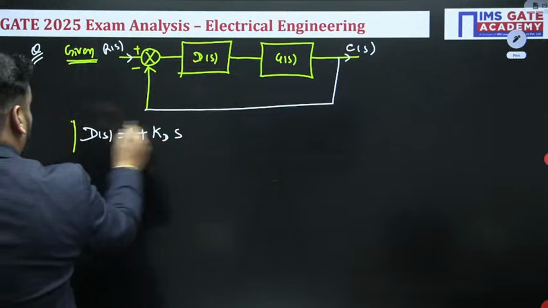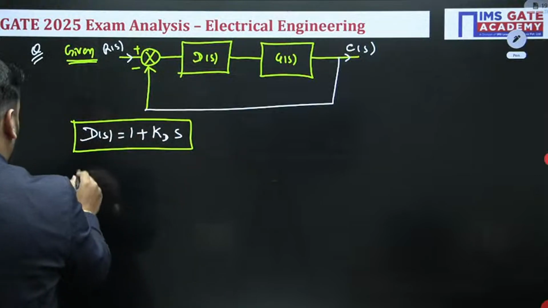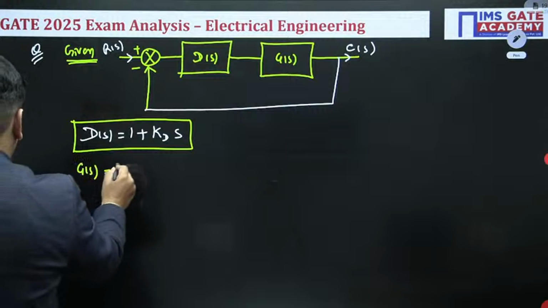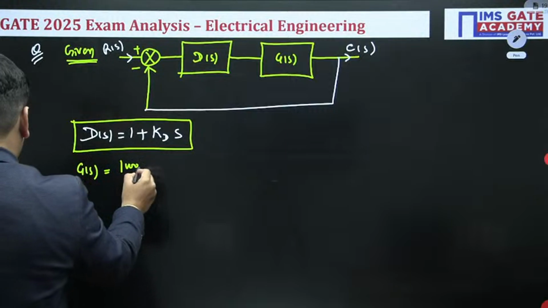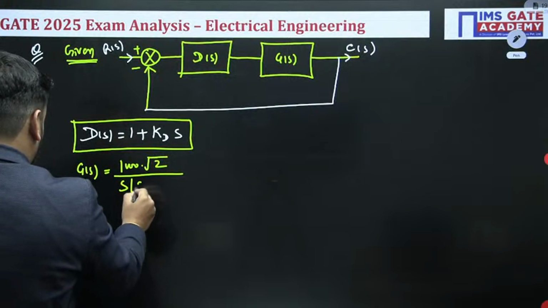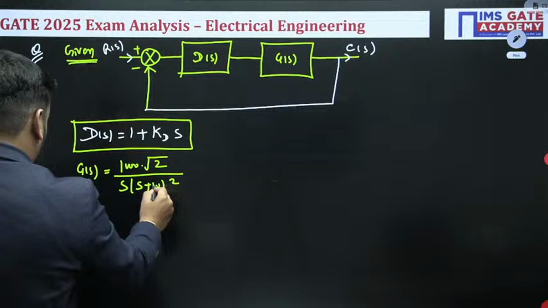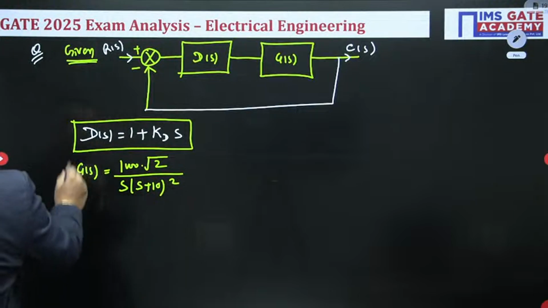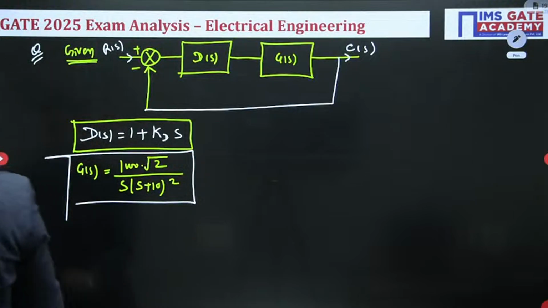This is the D(s) value given to you, and the G(s) value is also given to us, that is 1000 root 2 upon s into (s plus 10k) whole square. Yeah, this is also the G(s) value given to you.